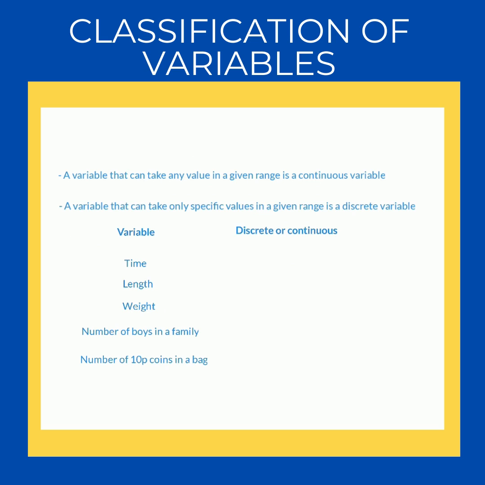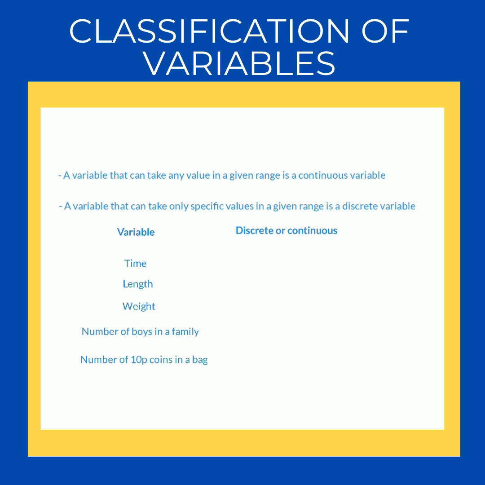Now, a variable that can take any value in a given range is called a continuous variable, while a discrete variable is a variable that can take only specific values in a given range. So if I have this list of variables and I want to decide whether these are discrete or continuous variables.